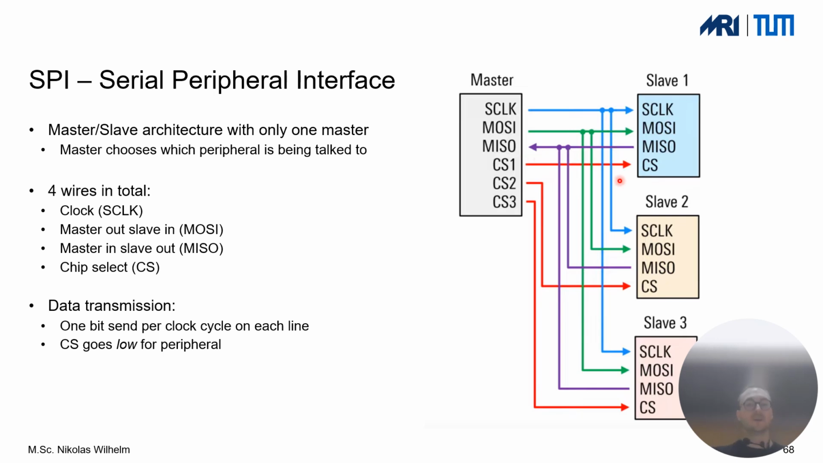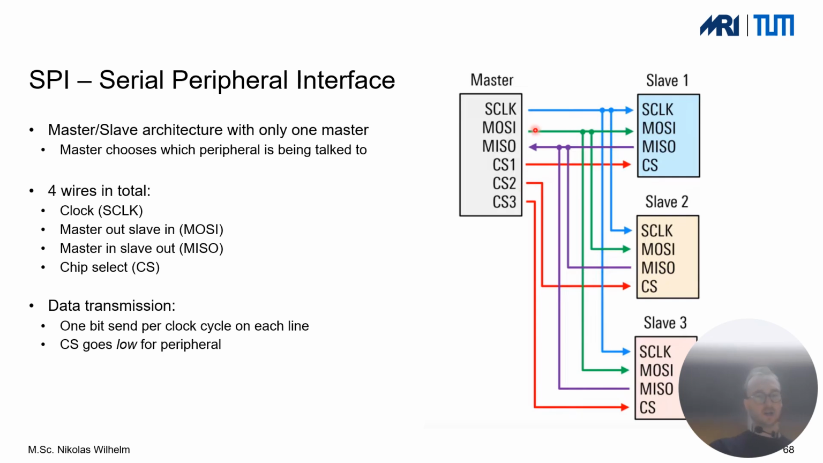And further, before we had some kind of strategy: we first sent an address to say which slave we want to communicate with. Here the strategy is a bit different. The slave is selected via an additional pin called slave select, and this one is pulled low for the respective slave that should then send the data. So this is the basic idea.